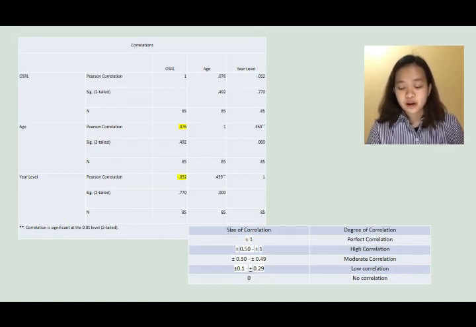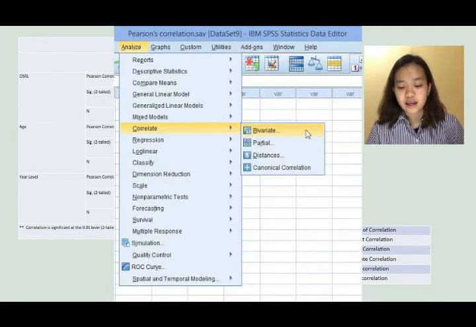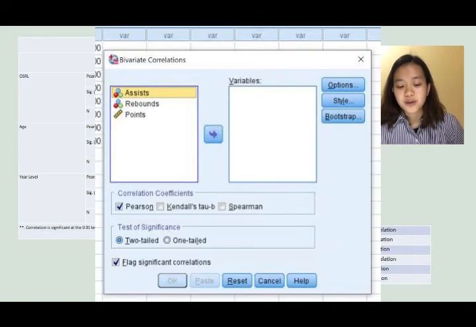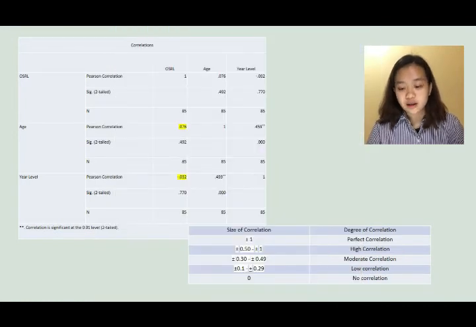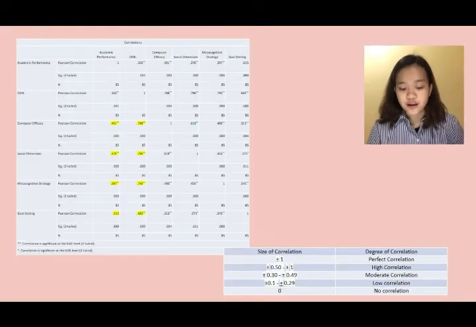We used Pearson-R correlation in SPSS. First, we click on Analyze, then Correlate, bivariate, and input the data. We also measured the data using a degree of correlation table. Let us proceed to figure 5.